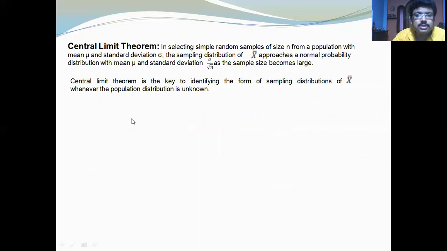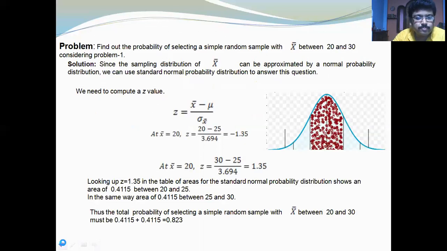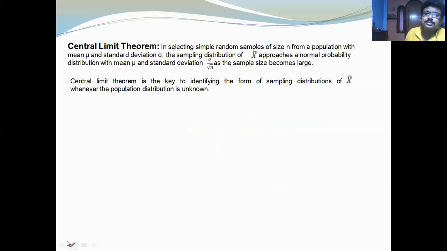Now what is the central limit theorem? In selecting simple random samples of size n from a population with a mean mu and standard deviation sigma, the sampling distribution of x bar approaches a normal probability distribution with the mean mu and standard deviation sigma by root n, as the sample size becomes large.